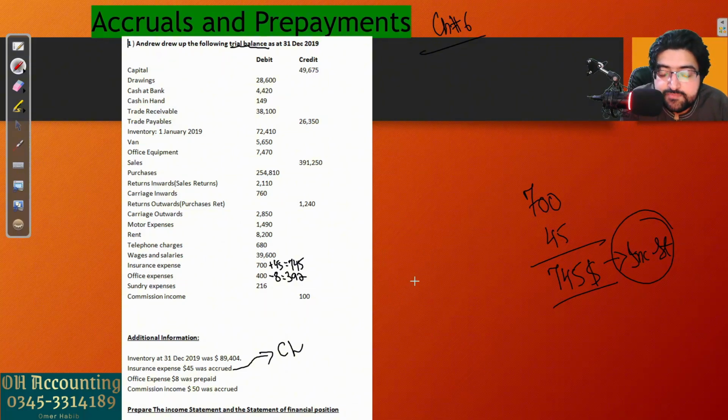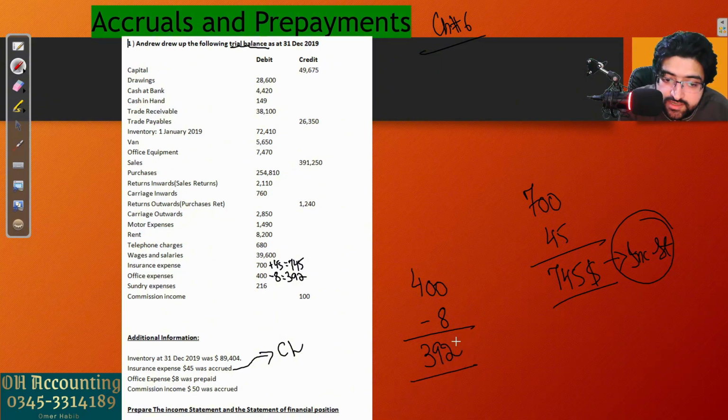Okay. See, for office expenses I have paid $400, but I have prepaid, which means $8 out of this belong to the next year. I have paid for in advance for the next year. So the actual expense of the current year for office expenses is $392, not $400. So in the current year's income statement, I have to show this value. Okay. And that $8 will become my current asset in the SOFP.